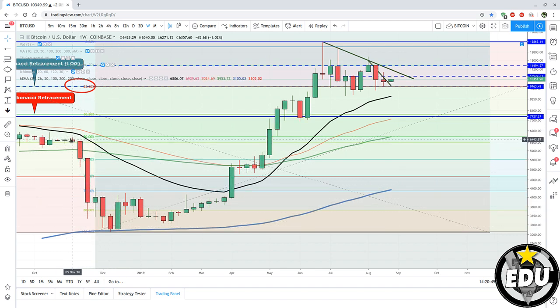Picture institutions selling here. And then a follow-up, of course, by the retailers, but who had the strength to go against this power? Probably some whales or some institution that had their buy orders already set on the 200 moving average.